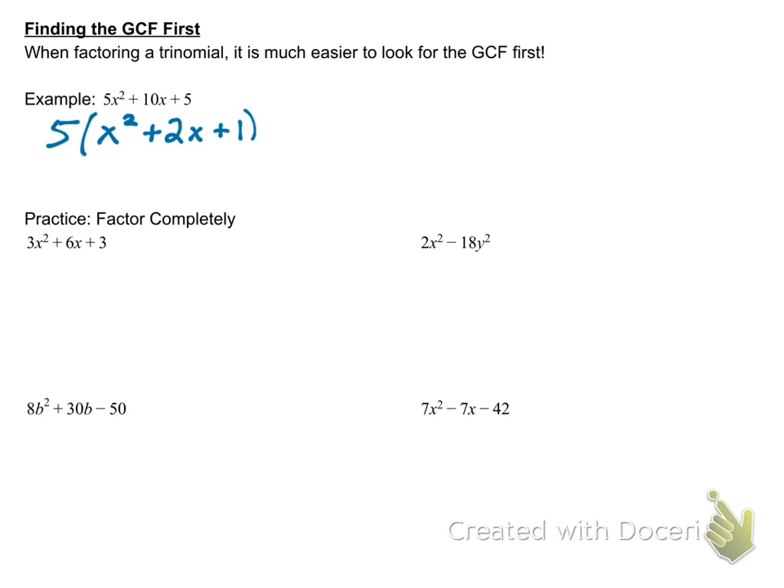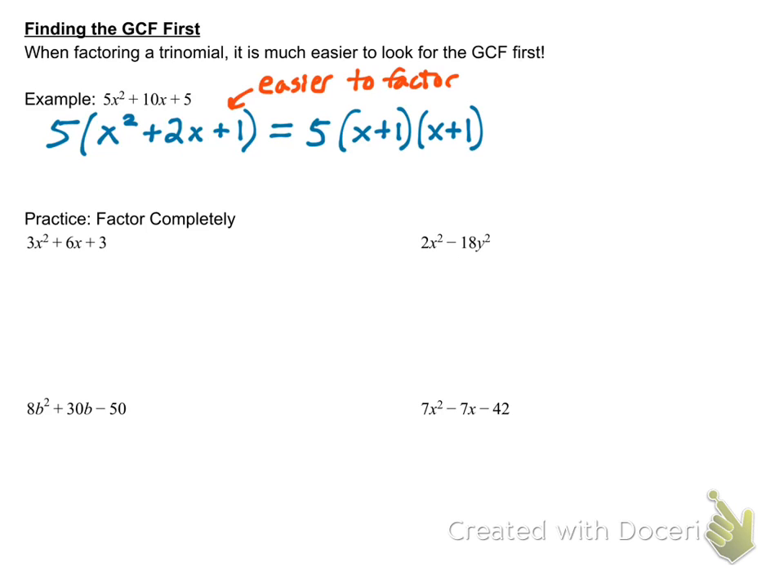I factor out a 5 first, and what is left behind is x squared plus 2x plus 1, and that is a much easier trinomial to factor. As you know, we can just say, hey, what adds to 2 and multiplies to 1? That would be 1 and 1, so we get x plus 1 times x plus 1, and that is the trinomial factored. So just as a heads up, look for the greatest common factor first before you give up because it's a harder problem.